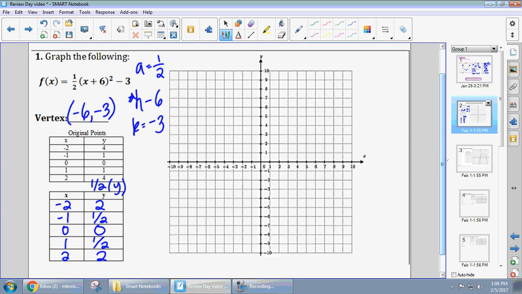Okay, so let's go ahead and start by plotting our vertex at -6, -3. And then from there, when I go back 2, I go up 2. And then when I go back 1, I only go up 1/2. Forward 1, up 1/2, forward 2, up 2. And there we go.